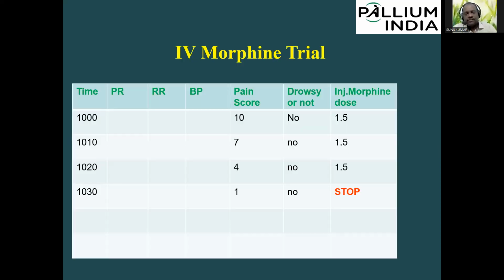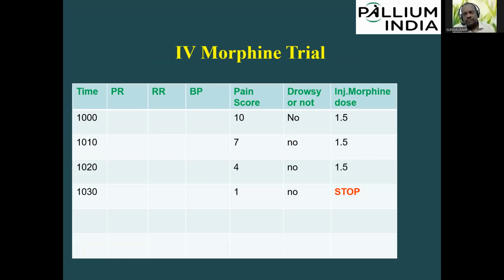While doing the injection morphine trial, you can make a chart like this so that recording will be easy. You have to monitor pulse rate, blood pressure, respiratory rate, the pain score of the patient, whether the patient is drowsy or not, and the dose of injection morphine you have given. At 10 o'clock, we recorded pulse rate, respiratory rate, blood pressure, and the pain score is 10 by 10. The patient is not drowsy, so you will give injection morphine 1.5. After 10 minutes, you record the vitals and ask the patient what the pain score is now. The patient says it's 7.